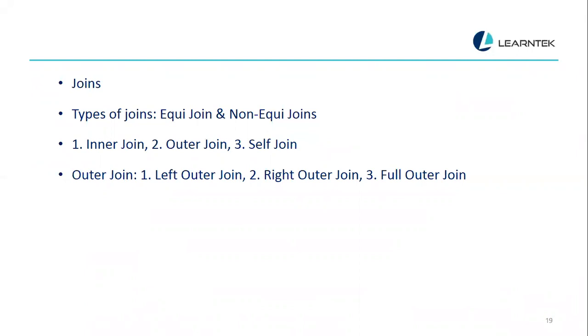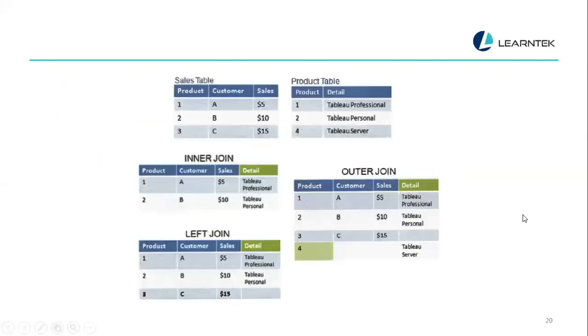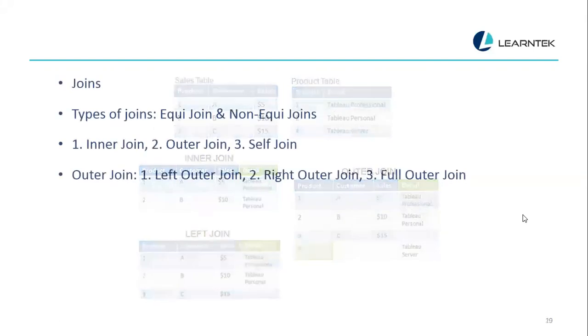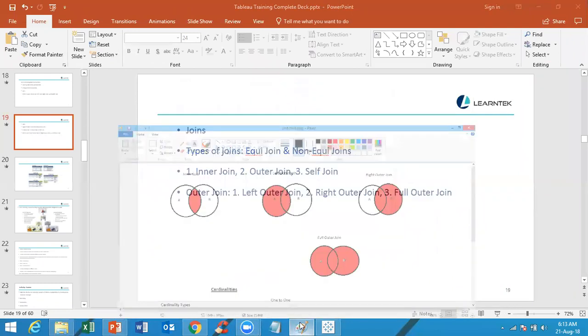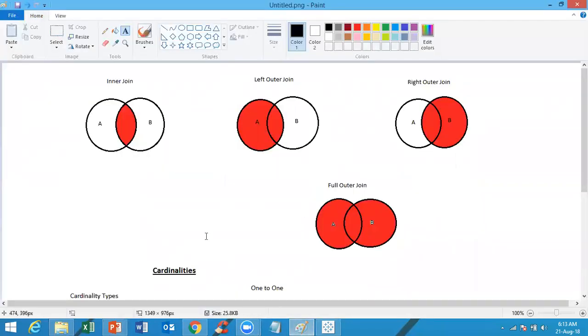In Tableau, by default, inner join is the default join. Whenever you perform any join in Tableau, inner join is the default join condition. We'll first see one by one what these different join conditions are. So we'll first see inner join.